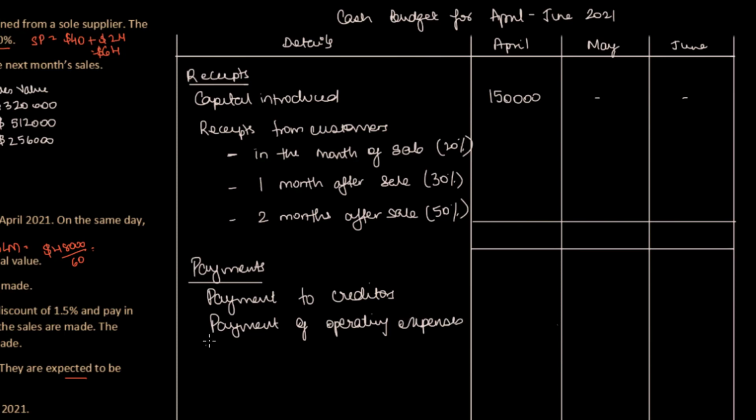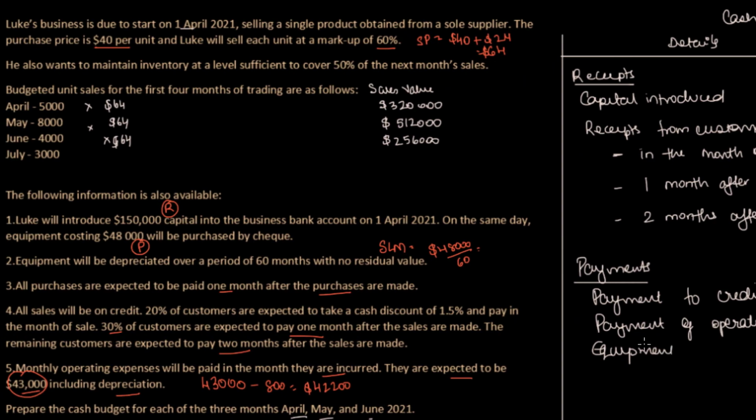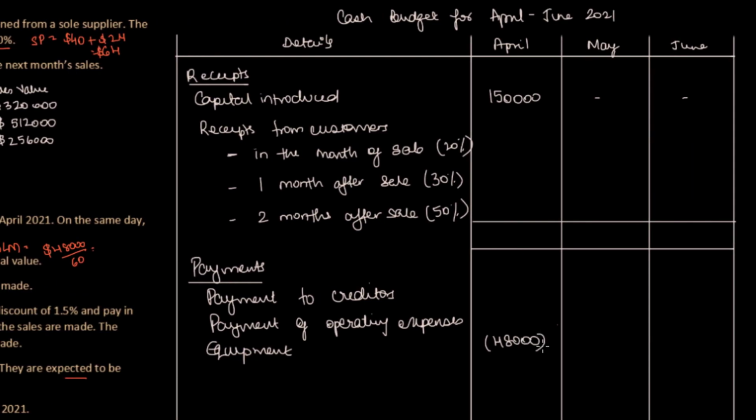Then we also bought equipment. Equipment, we already know the amount. It was bought in April. So 48,000 in brackets I'm going to put. Also payment of operating expenses, let me fill it now only. We've already calculated the amount. So 42,200 minus for all the months. Because if you read the adjustment number 5, it says they are paid in the month in which they are incurred. So same amount every month.